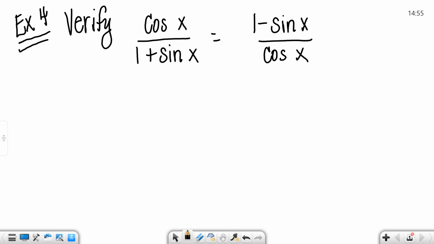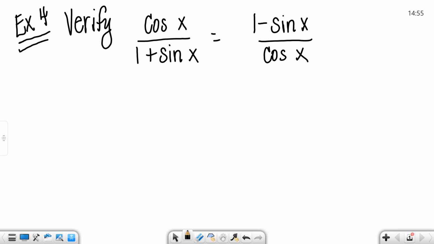Okay, so the last problem I told you I like for things to say sine and cosine, and that was what I used to help make my decision of which side to work with. Well, this time both sides say sine and cosine, so it's really just a toss-up. Which side do I want to work with and try to change?